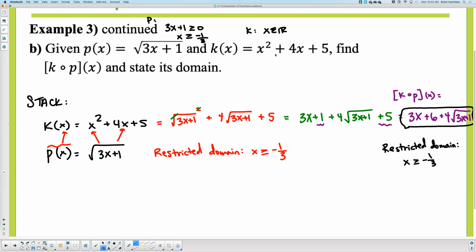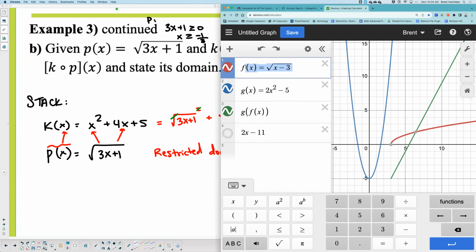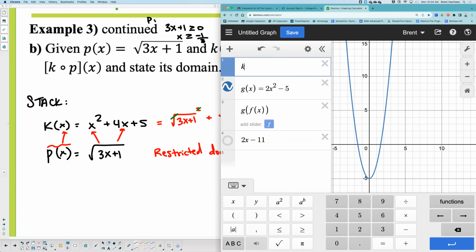By the way, this range would not be all reals either. This is a parabola. That's a parabola. That will not be all reals. A parabola does not have all real range. So our range will not be all reals either. Let's check out and see what we get. So this time I'm going to change this to k of x.